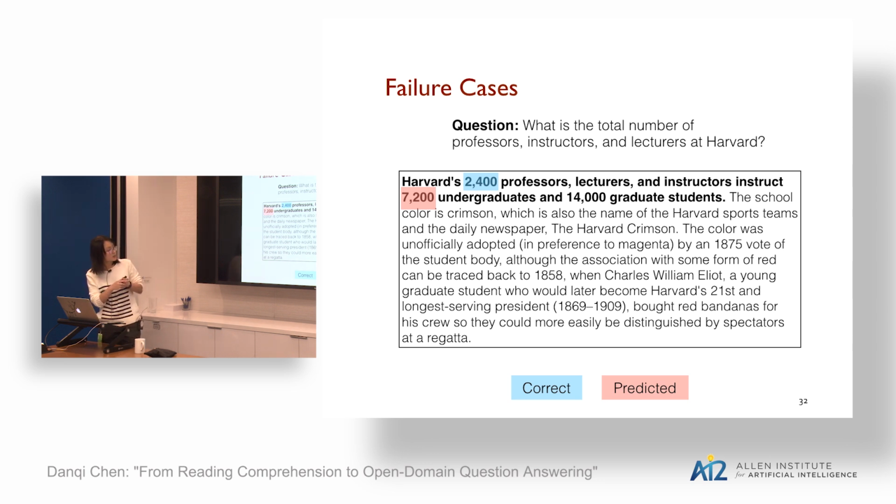And you can see there's a sentence in the paragraph that says Harvard's 2,400 professors, lecturers, and instructors instruct 7,200 undergrads and 14,000 graduate students. So you can see that the current systems can correctly recognize the right type of answer and understand what the question is asking about. But they cannot recognize that 2,400 is the modifier of the professors, lecturers, and instructors, and 7,200 is the modifier of the undergrads. It's not able to distinguish this and then makes a wrong prediction. So this case tells us that maybe we need some syntax to try to solve such cases.